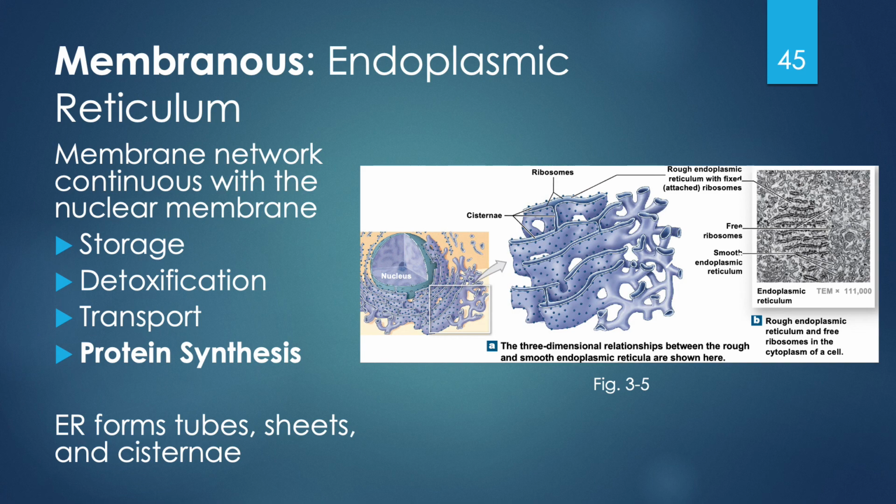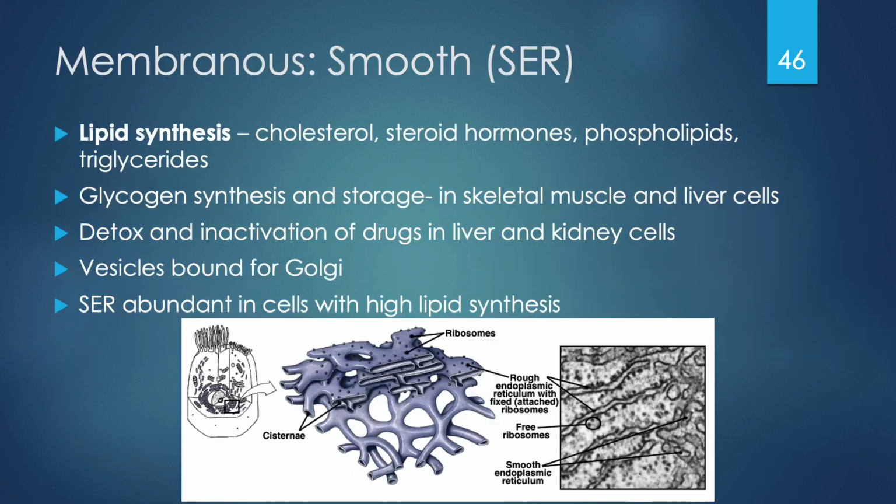And if you move a little bit further over to the right yet, you're going to see a fantastic image of a transmission electron microscopy zooming in on the endoplasmic reticulum at 111,000 power. And what we're looking at here, you can see there are some horizontal looking lines that look like tubes, and that is the rough endoplasmic reticulum with fixed attached ribosomes on it. And then also there are some free ribosomes floating freely out in the cytosol. And you can also see down at the bottom, if you follow the lines, some smooth endoplasmic reticulum as well.